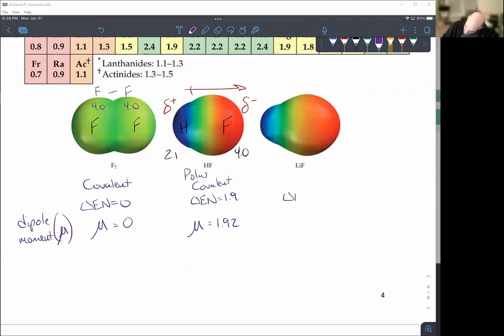The delta EN in this case, so I have fluoride on one side and I have lithium on the other. Fluoride is 4.0 and lithium is 1.0. So the delta EN is equal to 3.0. This is too great. It's also a metal and a non-metal. We're going to call this ionic.